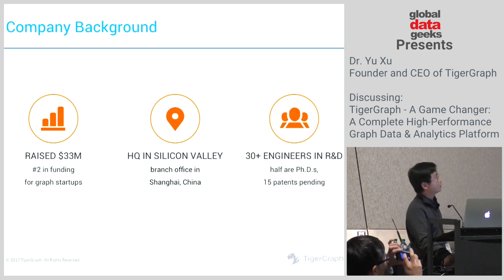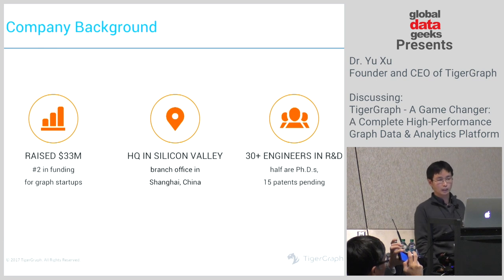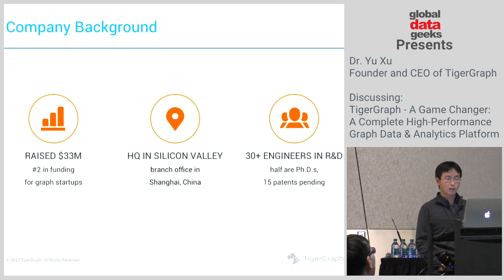A little bit about our company background. I mentioned we just launched last month. We raised $33 million, the second-largest funding for graph databases, only after Neo4j. We are headquartered in Redwood City in the Bay Area, and we have a small team in Shanghai for local support. We have more than 30 engineers in R&D, half with PhDs, most from database and system companies like Google, Twitter, and Oracle.